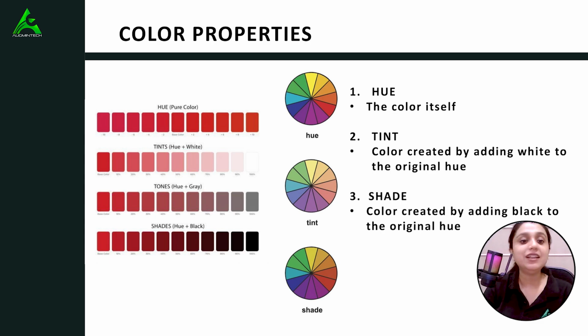And finally, there is another option which is called tones. In tones, what happens is that we are using gray color. We are adding gray to another hue, whatever we have chosen, and what comes out of it is the tone of that color. So all of this helps us realize where this color is coming from.